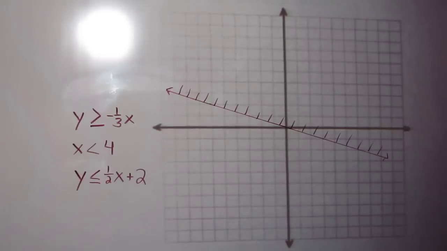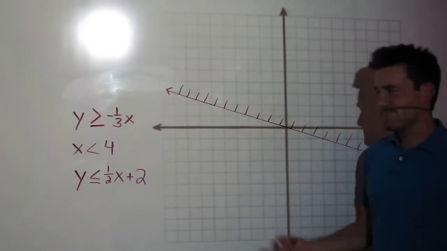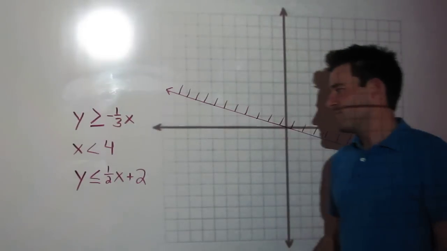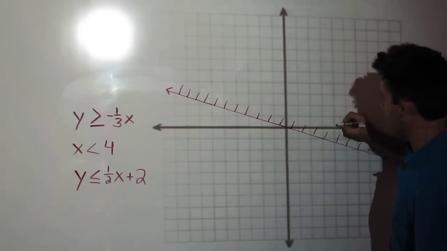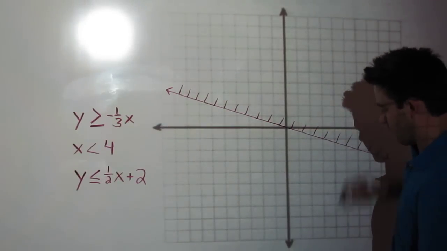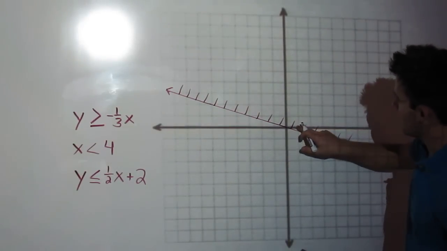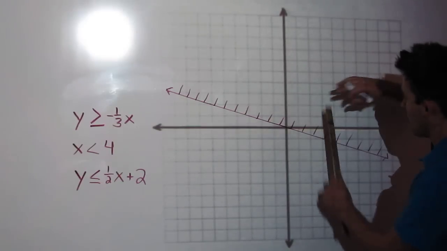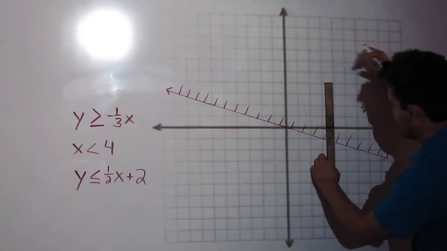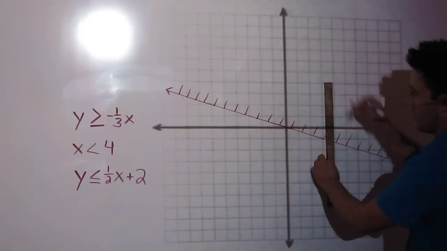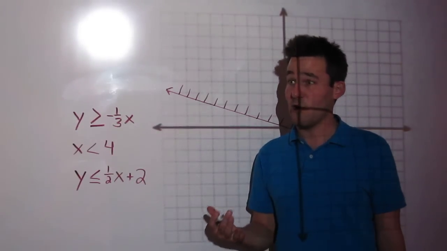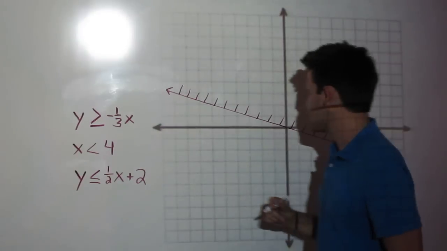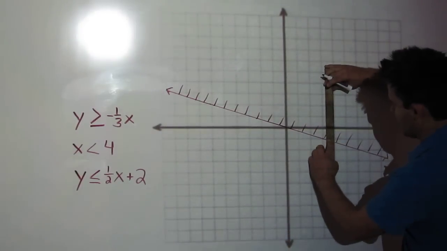Graphing the second one is x is less than 4. This one's a lot easier. x equal to 4 would simply be the boundary line located at all the x equal to 4 coordinates. So 1, 2, 3, 4 over on the x-axis is right here. Now, because we have less than and not less than or equal to, we have to use a dashed line to represent the boundary.